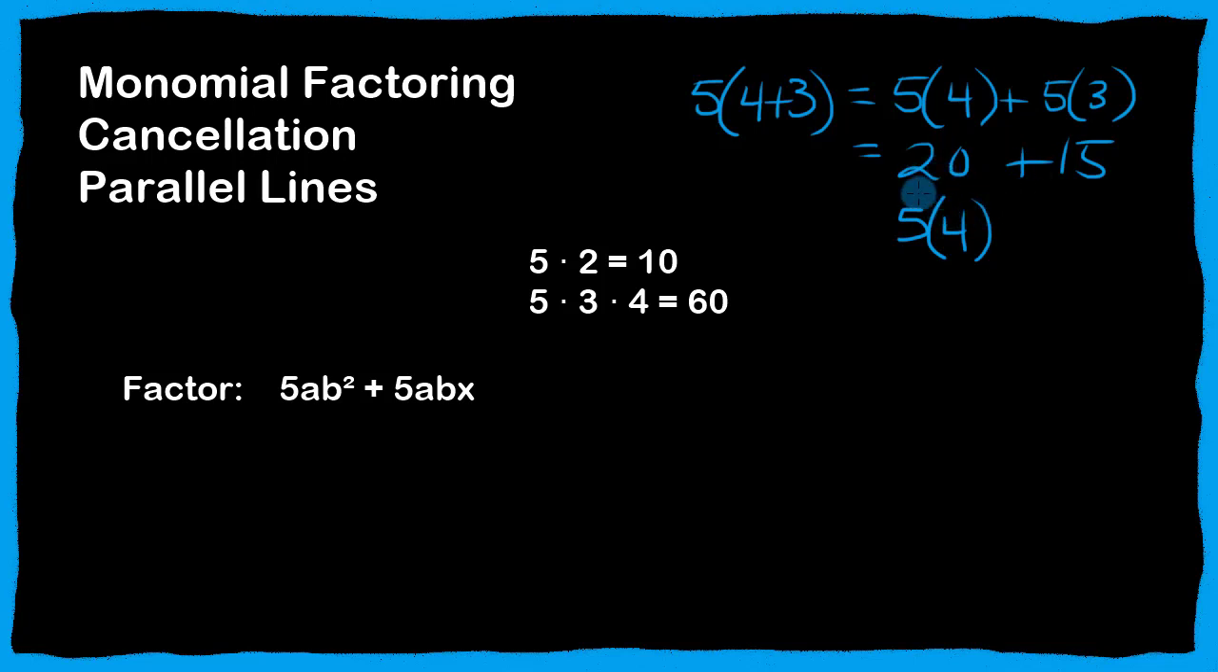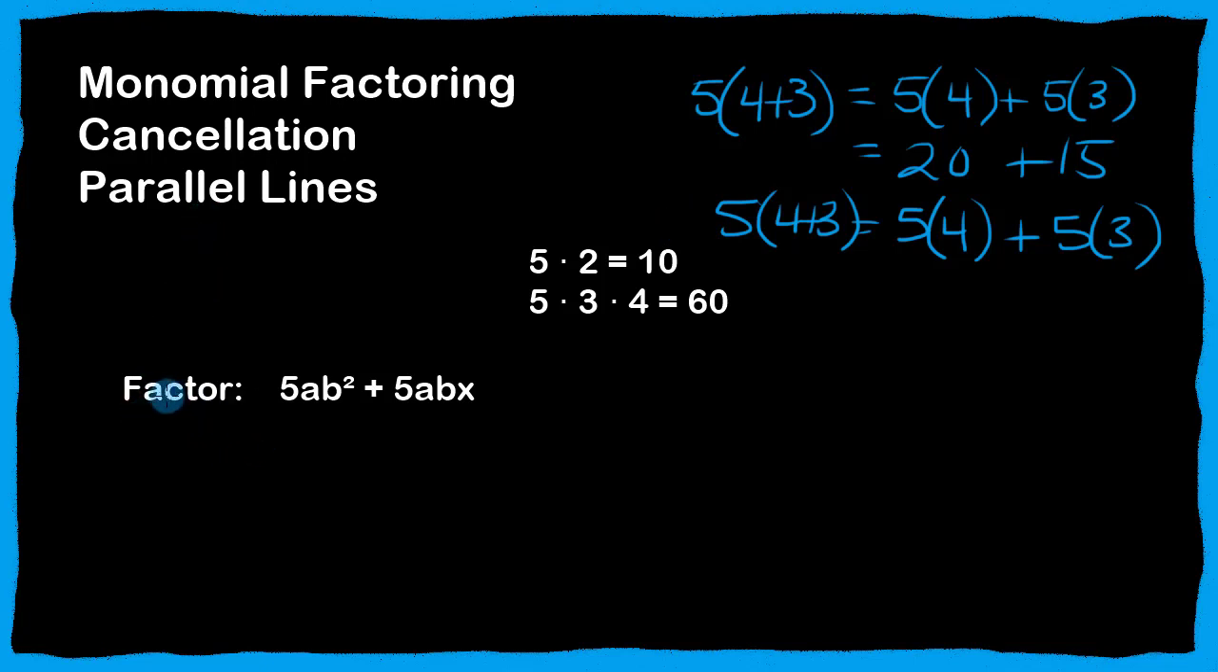I could say 20 is the same as 5 times 4. 15 is the same thing as 5 times 3. Now that I've got my greatest common factor out here, I can translate that back into what I had here. I can say this is actually the same as 5 times 4 plus 3. And so that's what we're going to be doing today. We're going to be reversing the distributive property, is how you could think of it.